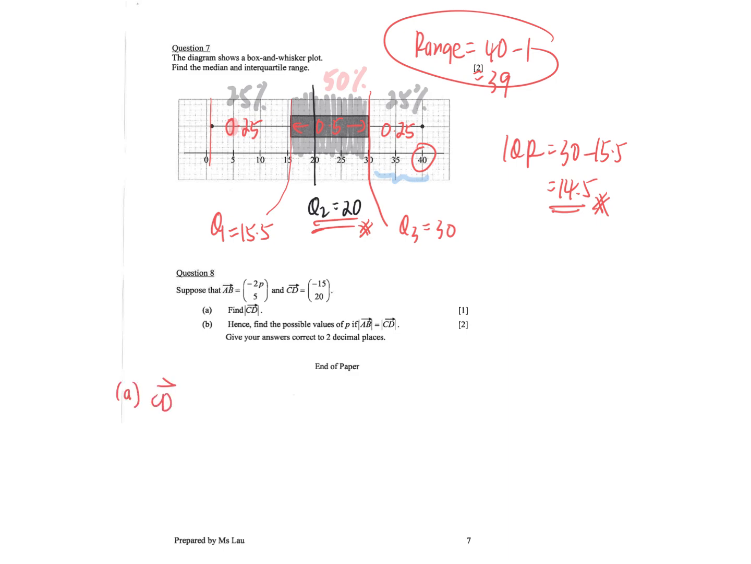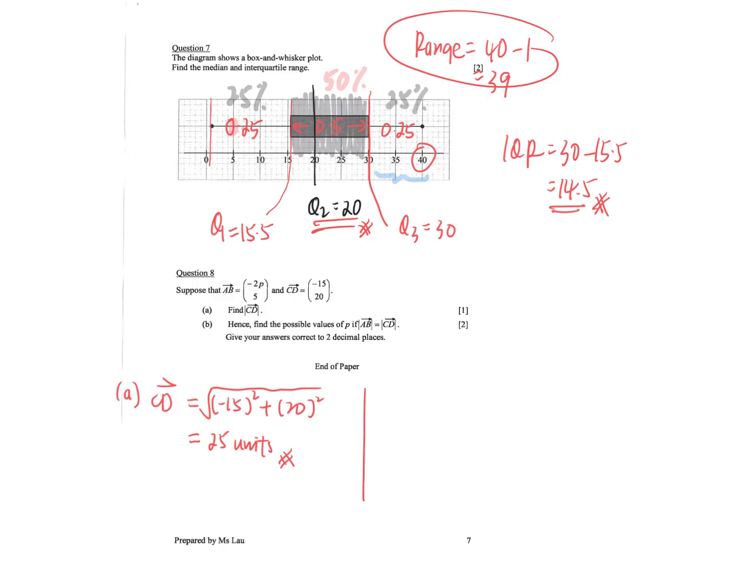Okay, part A, CD. To find magnitude, you square the x, square the y, and take a square root. You will get 25 unit. So unit, not square. See, you are marking your work?